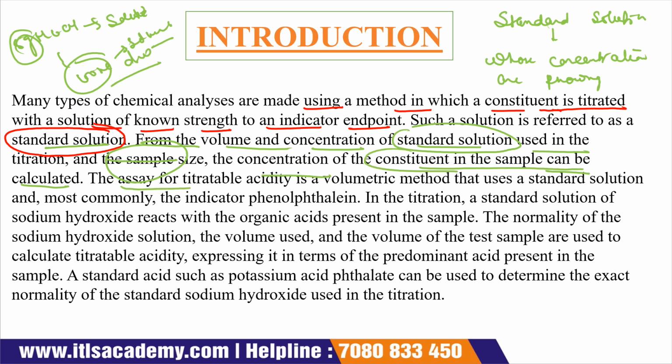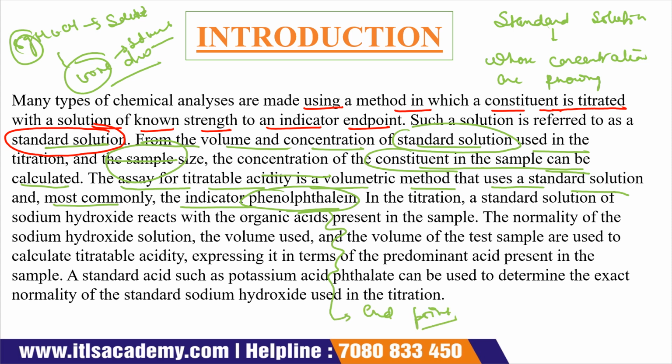The assay of titratable acidity is a volumetric method that uses a standard solution and, most commonly, the indicator phenolphthalein. So basically we titrate acidity by a volumetric method in which we use a standard solution, and the indicator which is commonly used is phenolphthalein. Phenolphthalein is used to detect the end point.